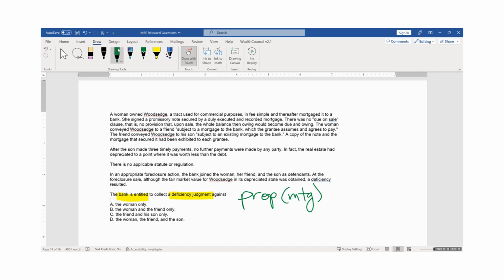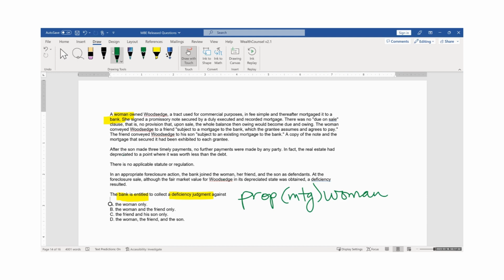The fact pattern starts out: a woman owned Woodsage, a tract used for commercial purposes in fee simple, and thereafter mortgaged it to a bank. So here you've got the woman, she's getting a mortgage for this property. That means that at this point, unless we see novation later on, she is on the mortgage. She's the borrower, so she would be liable for deficiency.